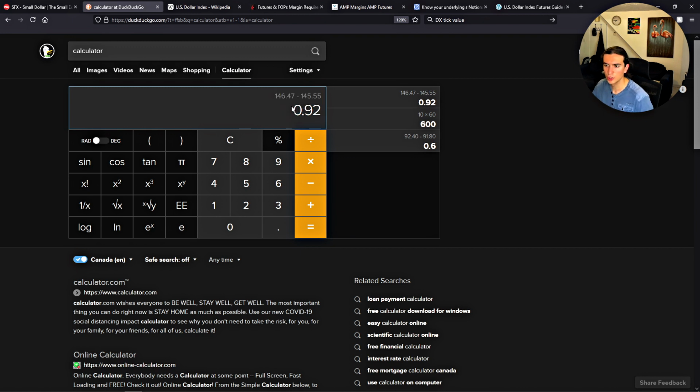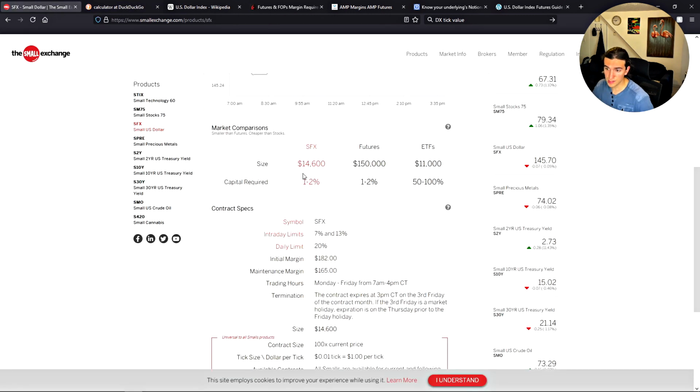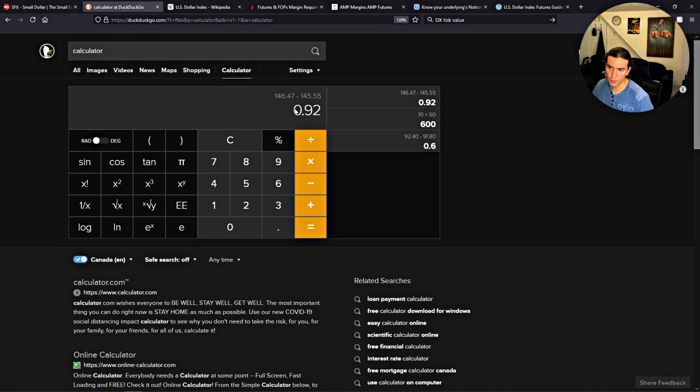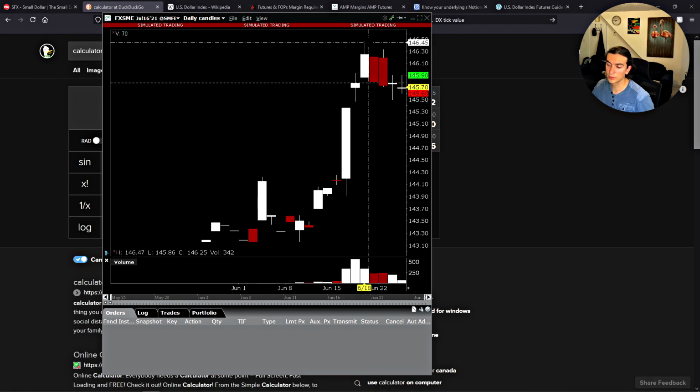This is how much your account would move if you were long or short one of the small US dollar futures. So, if you just compare the basic notional size of this contract here, 14,600, and notional size of DX is just under 100,000, you can see how the math adds up to be pretty close there. So what we're able to determine here is that the small US dollar future is about 1/6 of the size of the DX. And now don't forget, all the products in the small exchange all have a $1 tick value.